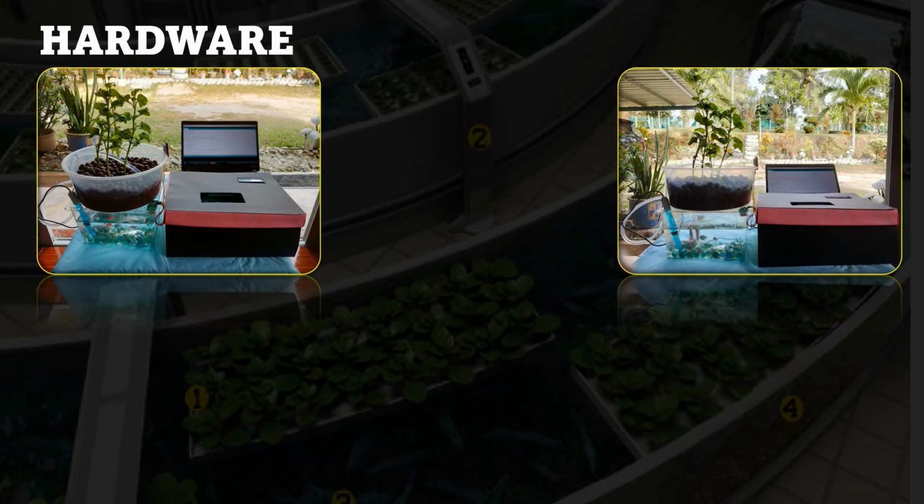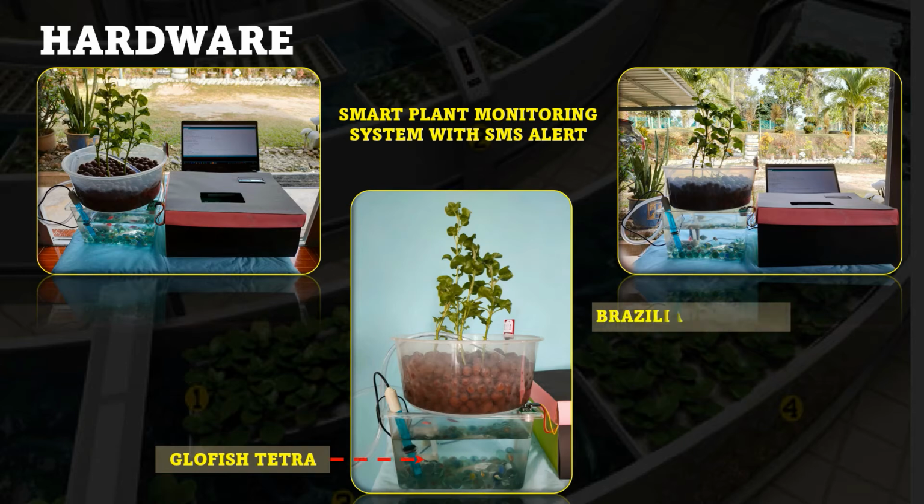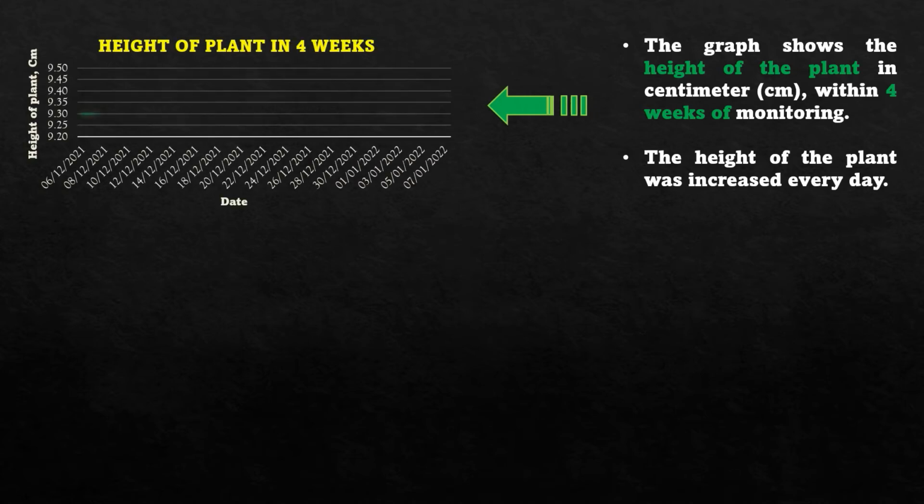This is the hardware for the Smart Plant Monitoring System with SMS Alert. In this project, the fish that we use is the glowfish tetra and the plant that we use is Brazilian spinach. The first graph shows the height of the plant in centimeters within the 4 weeks of monitoring. Based on the graph, the height of the plant increased every day.